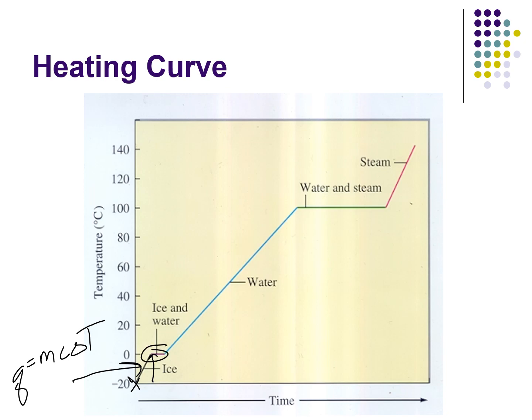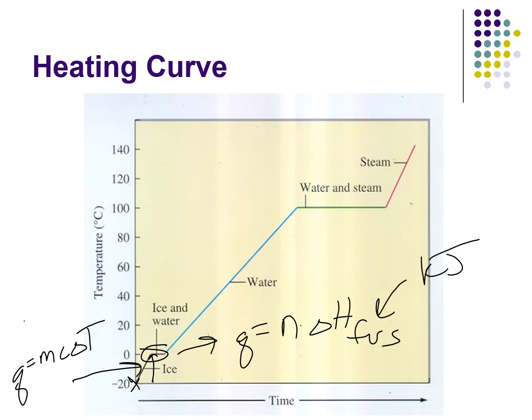Now, while it's melting, so once we get to 0, now we're talking that heat is equal to the moles times the heat of fusion. And that happens until it's all gone. Now, there are two differences between these two equations. One, molar heat of fusion is almost always going to be in kilojoules, whereas heat in MCΔT spits out joules. Two, this is mass versus moles. Keep that in mind.